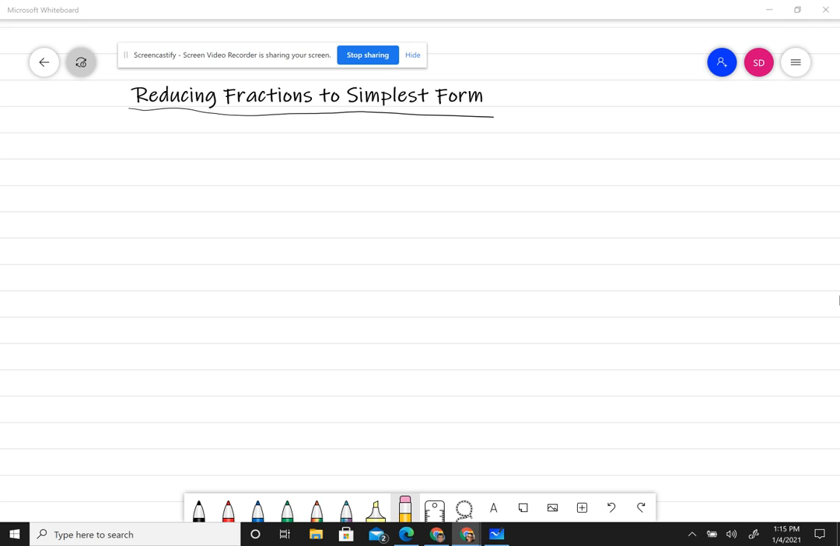All right, in today's video, we're going to look at reducing fractions to simplest form. So make sure to write this title down in your notebook and then put the date in the upper right-hand corner.